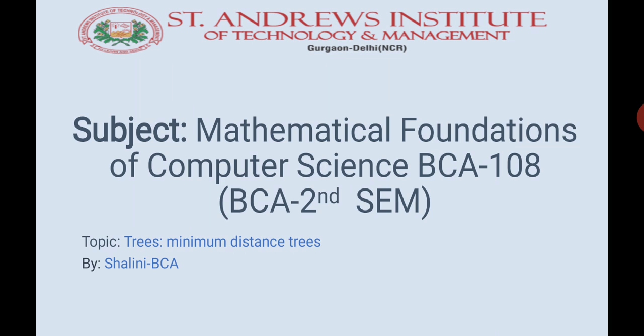The subject we are looking at here is Mathematical Foundations of Computer Science, BCA 108. This is a BCA second semester subject. The topic we shall be taking up over here is trees, that is minimum spanning trees and minimum distance trees.